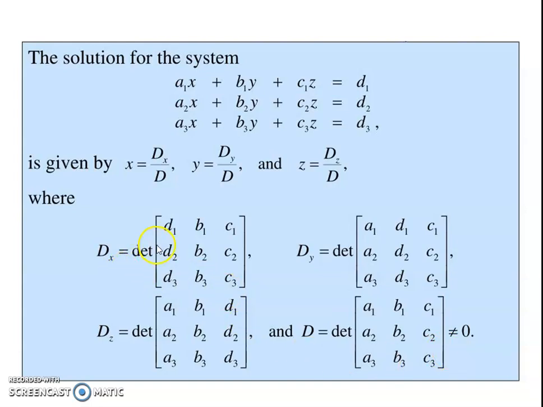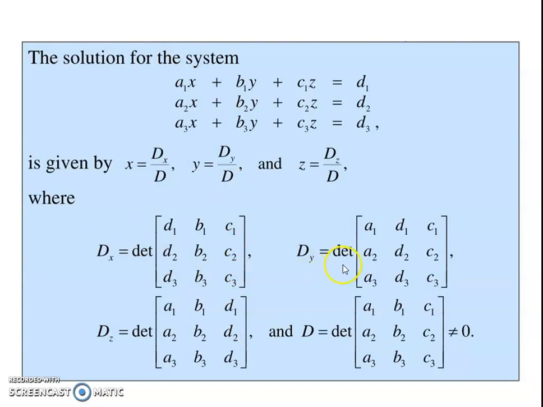Now Dx. In this Dx derivation, we have to be very clear. Instead of the coefficients of the x variable a1, a2, a3, we put d1, d2, d3, and the remaining columns, that means the coefficients of y and z, must remain the same. That's our b1, b2, b3, c1, c2, c3. Now this trick is applicable to Dy also.